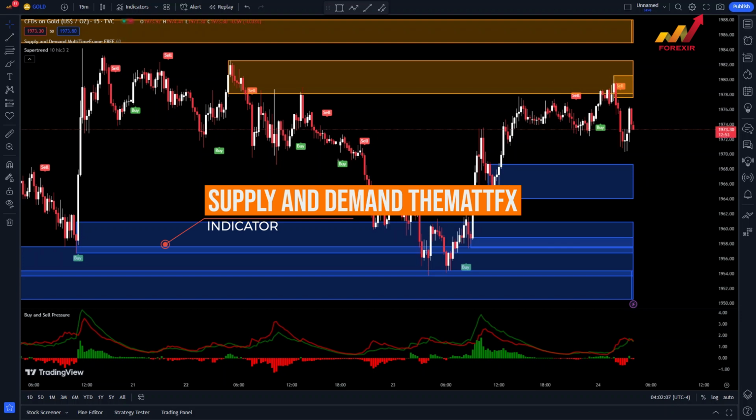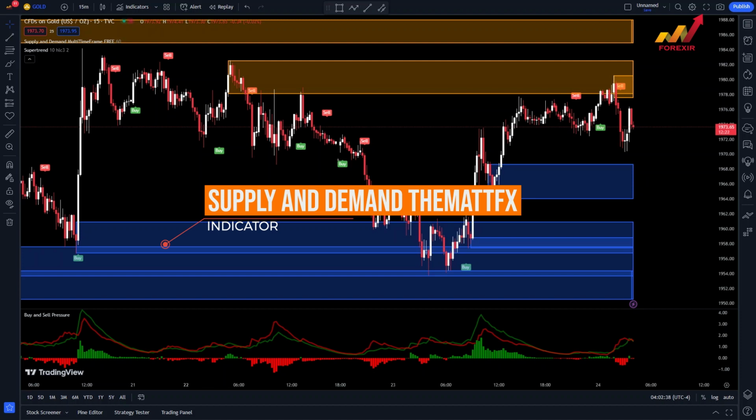Supply and demand is an indicator used in TradingView, which is a platform for technical analysis and trading. This indicator is based on the concept of supply and demand levels in the market, which are areas where the price has a tendency to reverse due to an imbalance between buyers and sellers. Traders can use the indicator to identify potential areas of support and resistance, as well as to determine entry and exit points for their trades. The indicator can be customized to adjust the sensitivity of the zones, and can be used in conjunction with other technical indicators and analysis techniques.